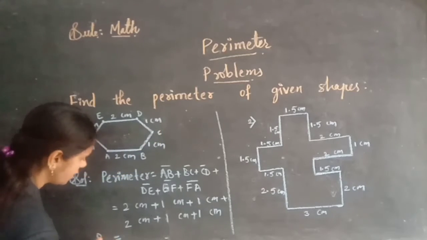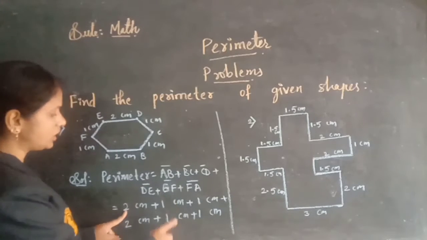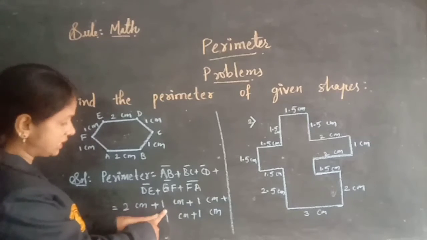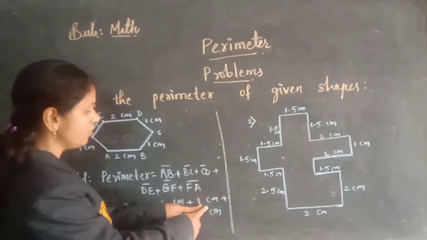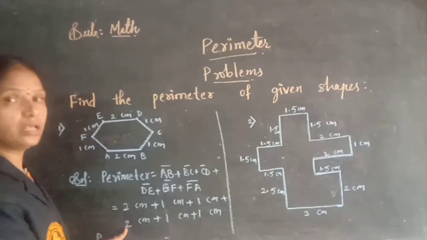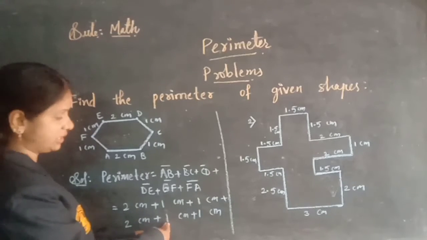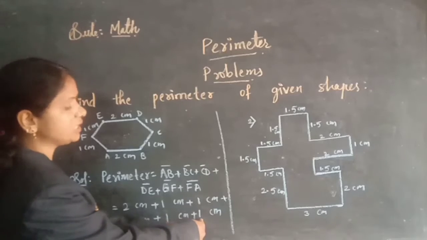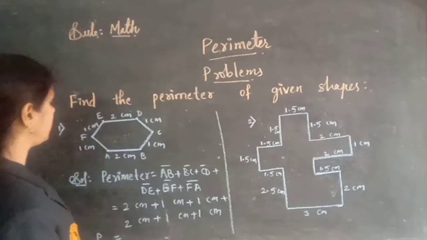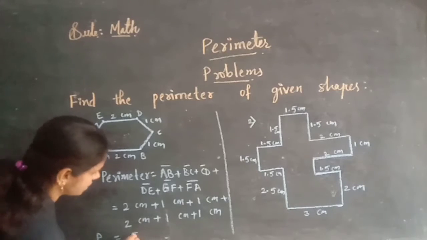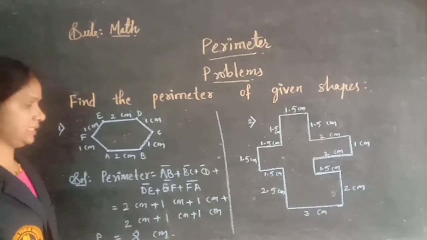Come on, let's add the perimeter here. Let's add the given numbers. 2 centimeters plus 1 centimeter is 3 centimeters. 3 plus 1 is 4 centimeters. 4 plus 2 is 6 centimeters. 6 plus 1 is 7 centimeters. 7 plus 1 is 8 centimeters. So when we add all the sides' lengths, we get 8 centimeters. So the given figure's perimeter is 8 centimeters.